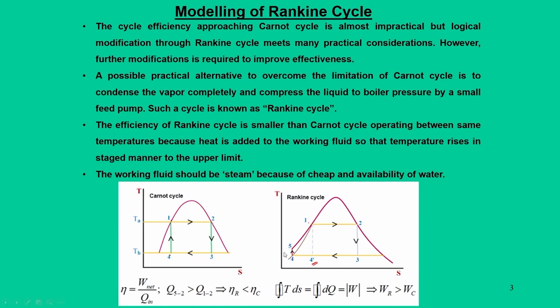What it means in terms of practical utility is that at point 4 dash the state of the working fluid is in the liquid vapor region. When you move to point 4, it is now saturated liquid, and handling this saturated liquid is much easier than handling the liquid vapor mixture, and the pumping process will also be easier. So, because of these reasons the Carnot cycle was shifted to the Rankine cycle.